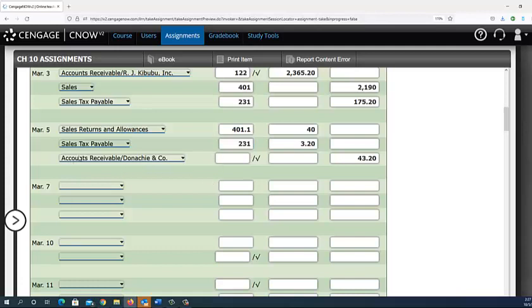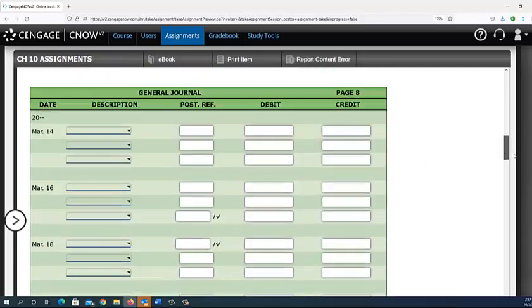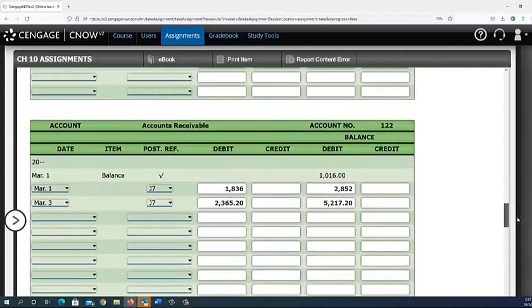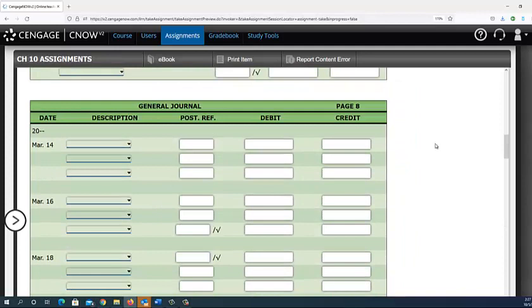And now we will post to accounts receivable in the general ledger a credit of $43.20. Okay, here's accounts receivable. Give it a credit of $43.20. So we have a debit and a credit again, and we need to subtract those. So the balance is going to stay on the debit side, and we'll have $51.74. So we'll go up and enter the posting reference.